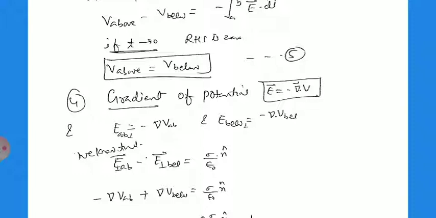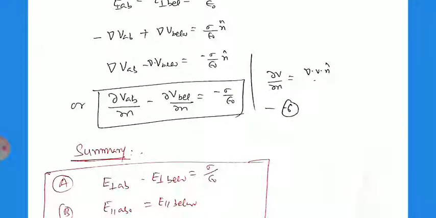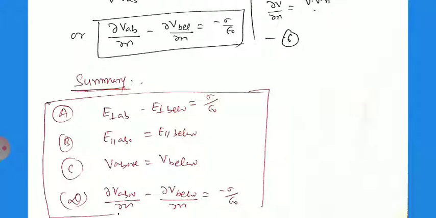If we take the difference of the two, E perpendicular above minus E perpendicular below, which we calculated as sigma by epsilon naught n cap. So substituting the values of these two, the gradient of the potential, that is, del V above by del n minus del V below by del n equal to minus sigma by epsilon naught. So this is discontinuous at this one. So these are the boundary conditions for it. Thank you.